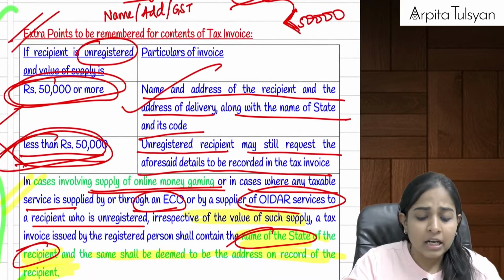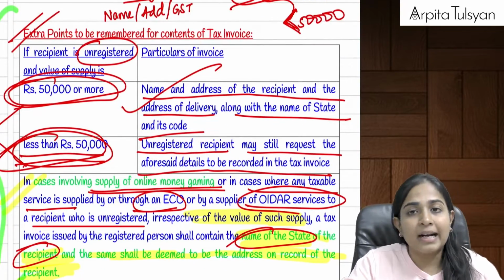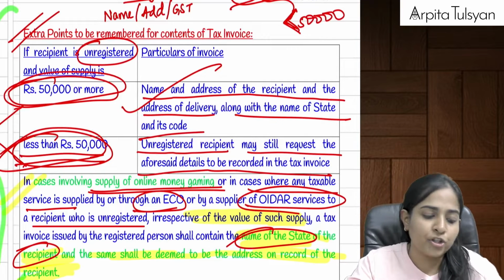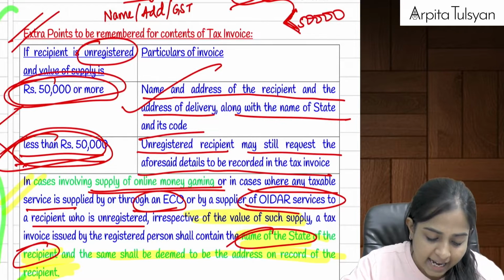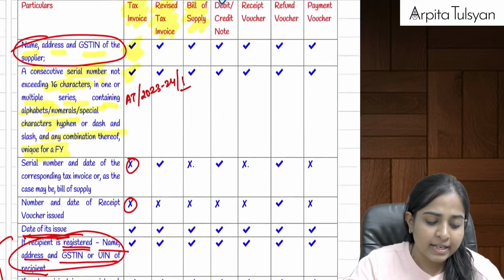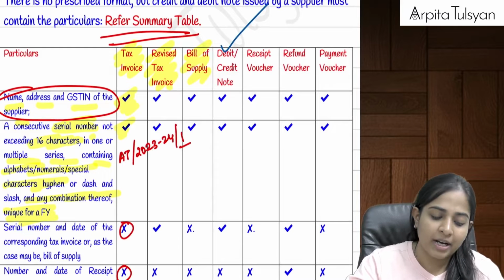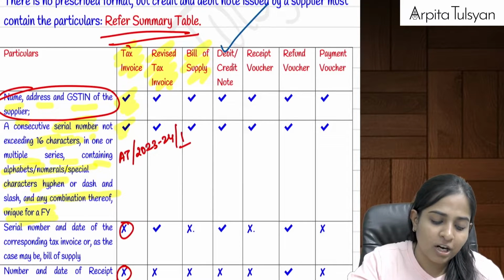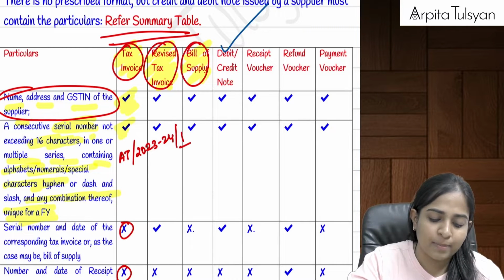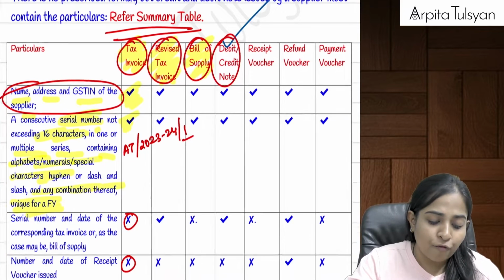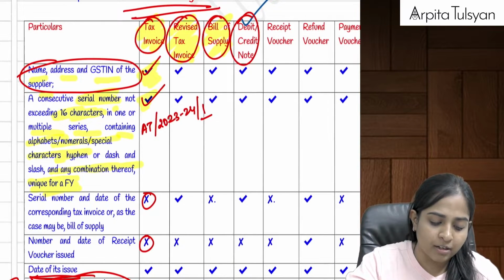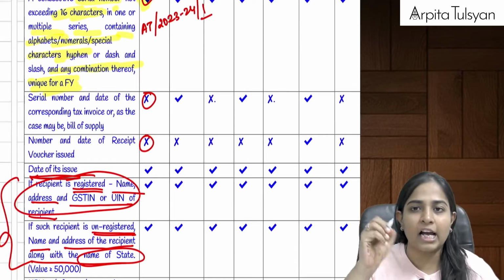Then after that, there are some contents which should be specifically mentioned in the tax invoice. I have made a consolidated table for the same. Can you see this? Yes, this is the summary table. This is the format which can be referred to for contents of tax invoice, revised tax invoice, bill of supply, and all these things. So for tax invoice, whatever tick I have put, all these points should be mentioned.